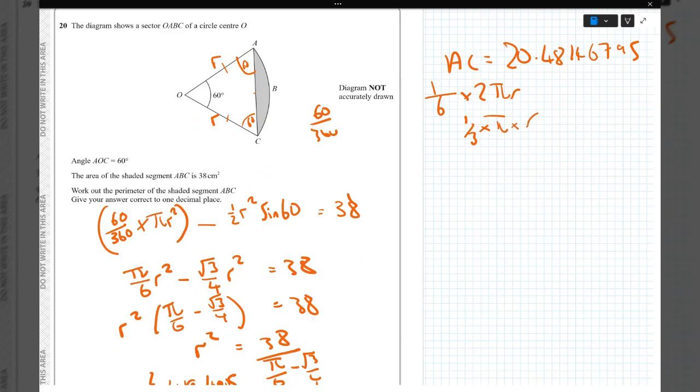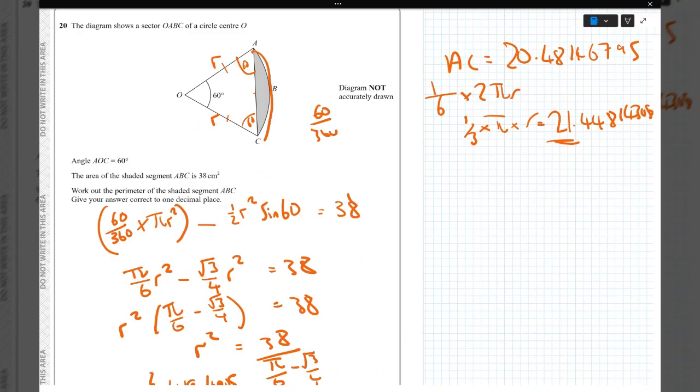So I'm going to now do, how am I going to do this? I might lose a bit of accuracy here, but we'll do the answer when it works times by 1/3 times by pi. So that value is 21.4481438, and then I'm going to add my AC because this value here represents this arc.